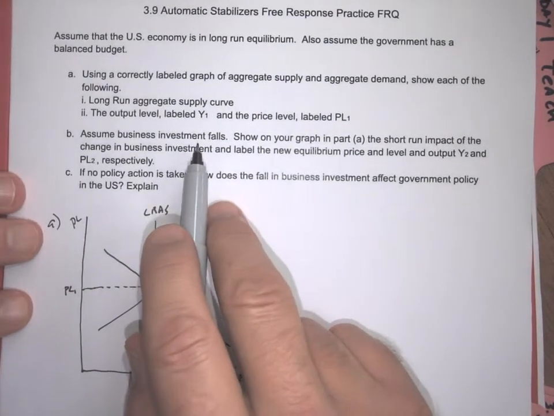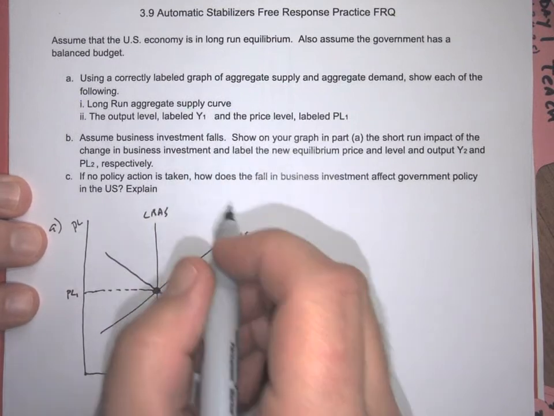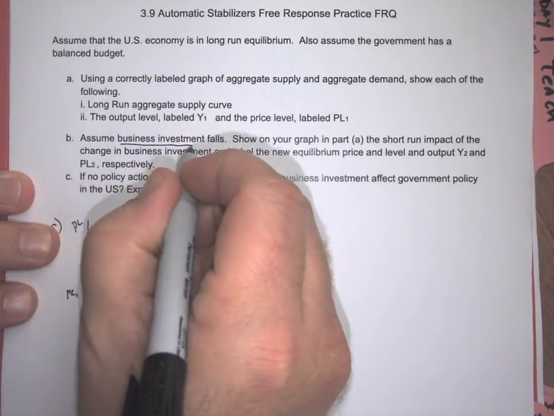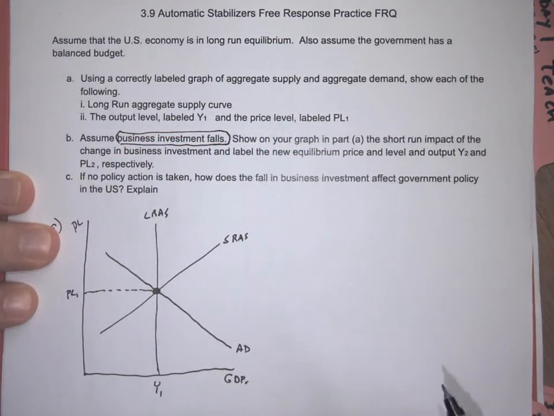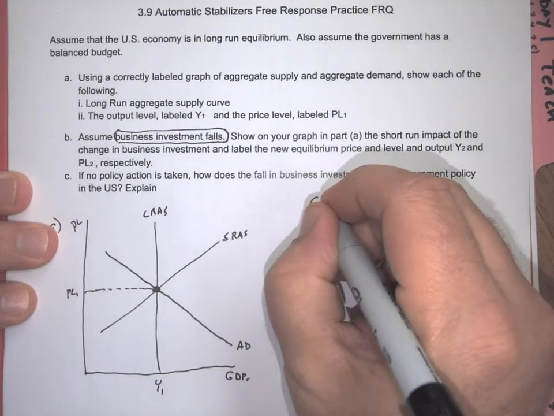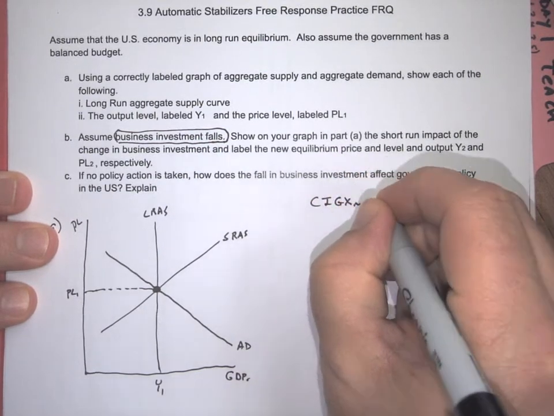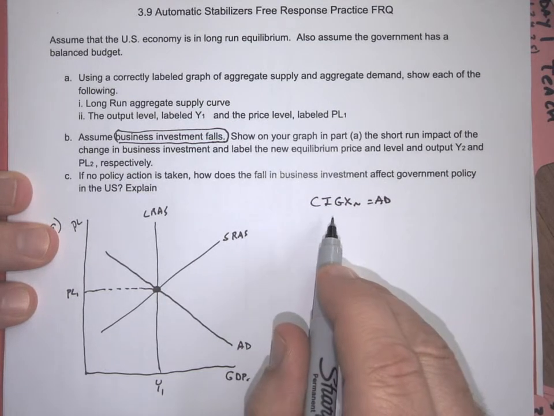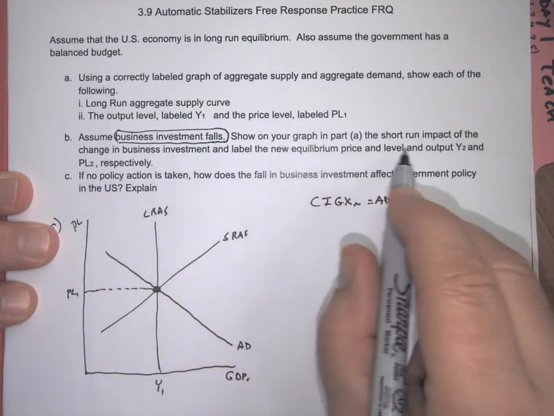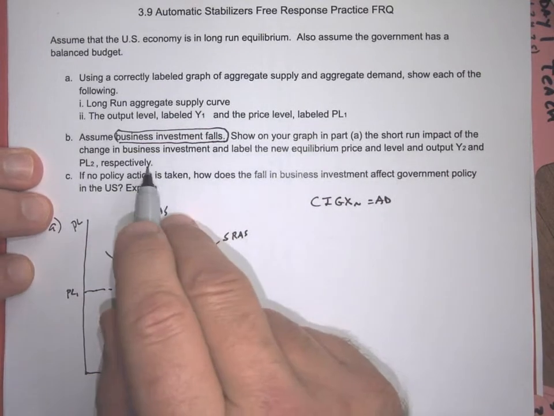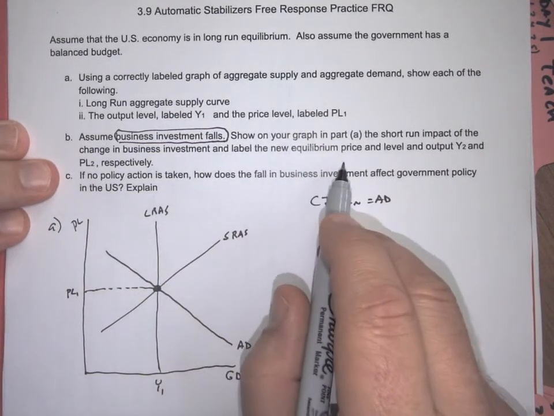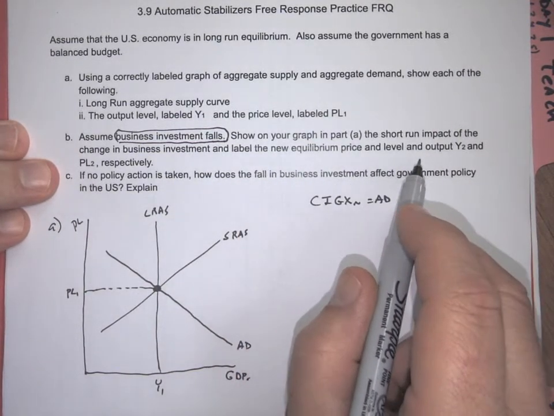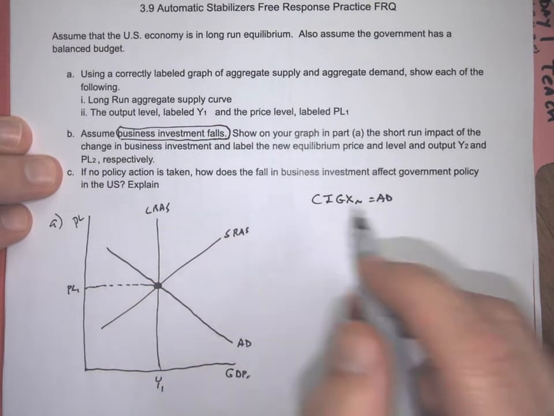Okay, assume business investment falls. So business investment falls. That right there is going to be my key. So I already know that the I of C+I+G+X is investment. So show on your graph in part A the short-run impact of the change in business investment, and label the new equilibrium price level and output Y2 and PL2 respectively.